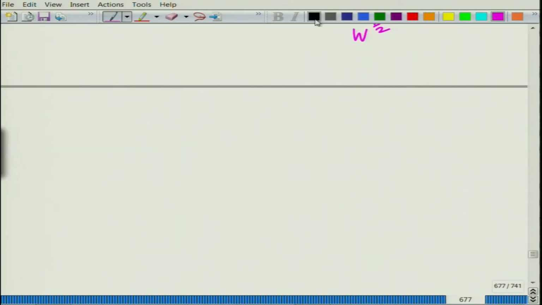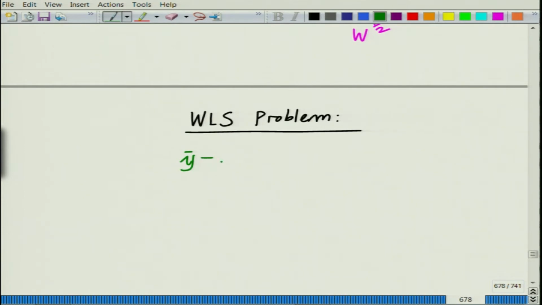Now, we rewrite the weighted least squares. Let us get back to our weighted least squares problem, which can be written as follows: y bar minus A x bar, transpose, times W, times y bar minus A x bar. I can now use the decomposition.